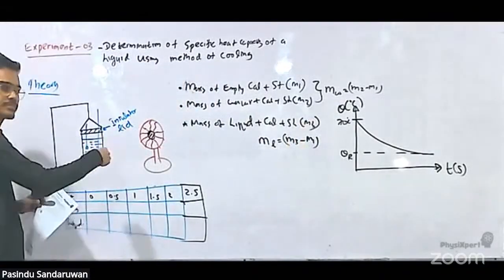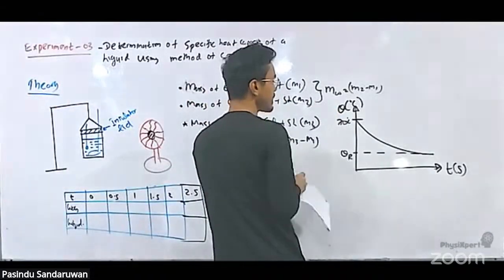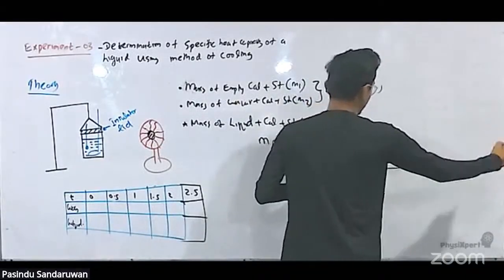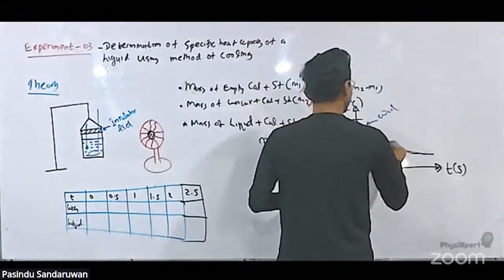And repeating the same for the liquid. So for the liquid also a curve like this will come, starting from 70. Again, it is also going to cool down to room temperature. One curve is drawn for water, and one is drawn for the liquid.